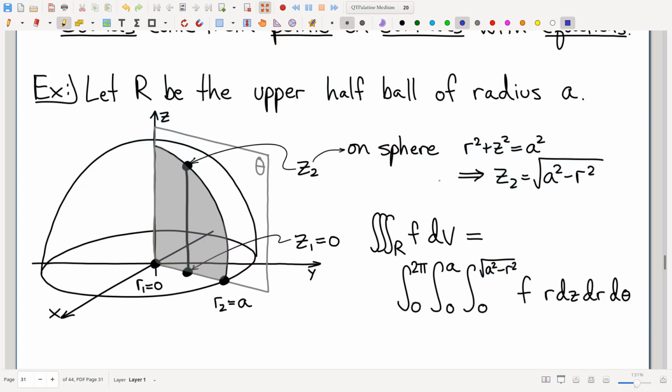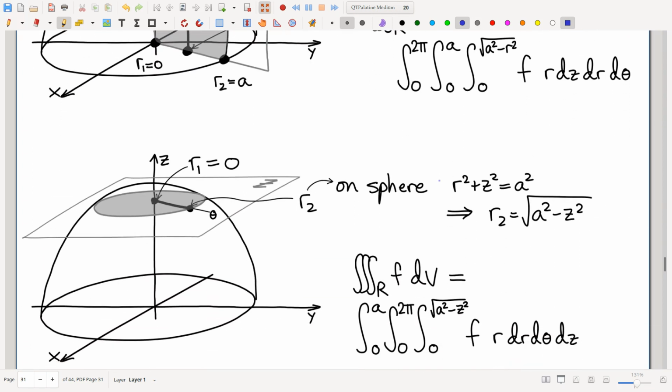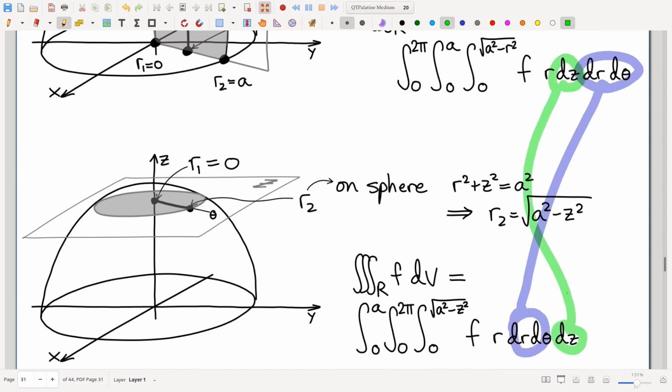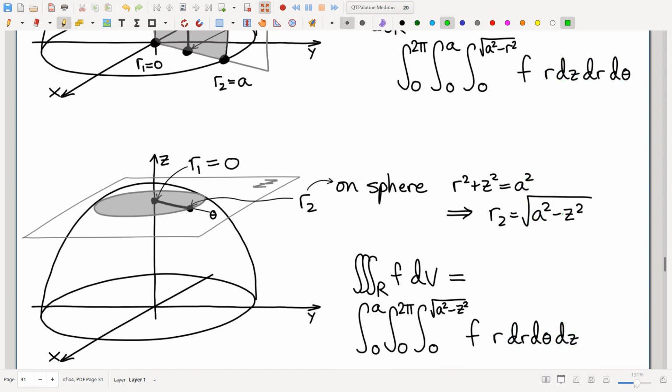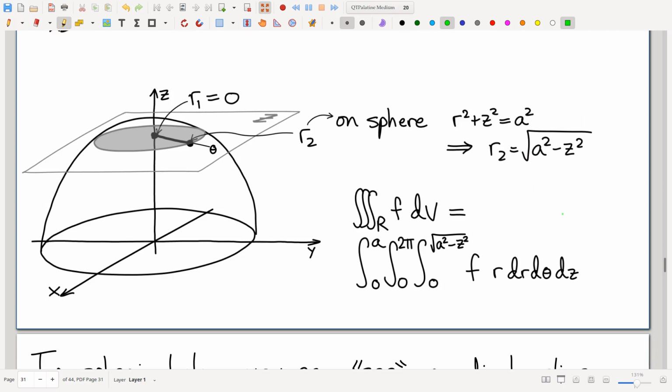So that's an example in cylindrical coordinates. Now I'm going to do the same example, this time though putting dr d theta on the inside, putting dz on the outside. This is just our other of our two plausible choices as to which way to slice. That's going to change the geometry pretty significantly.